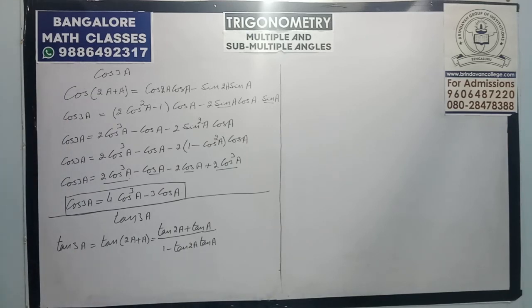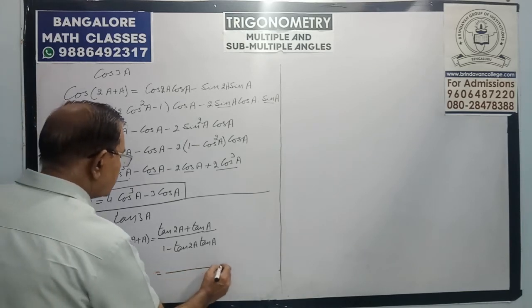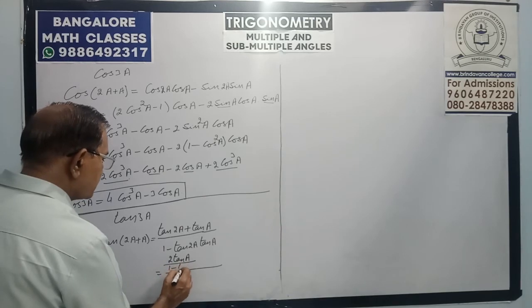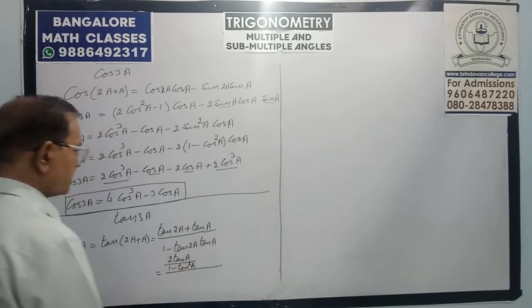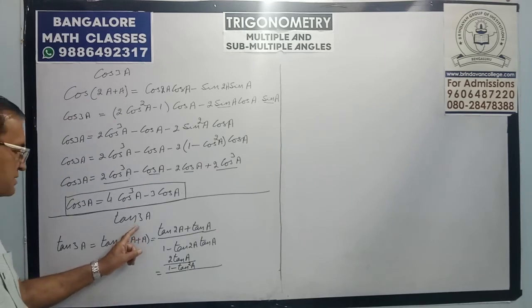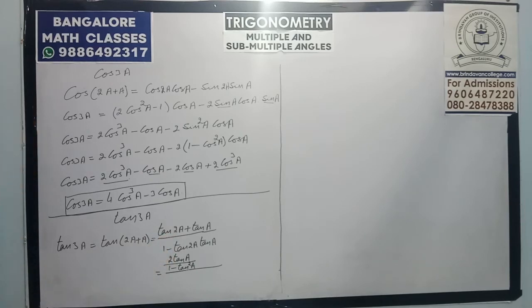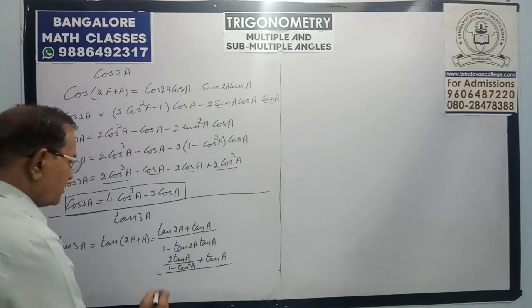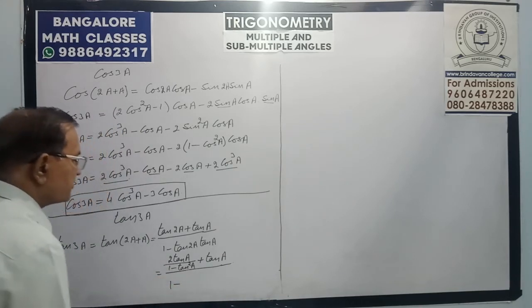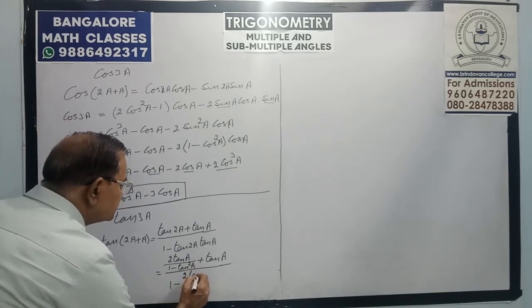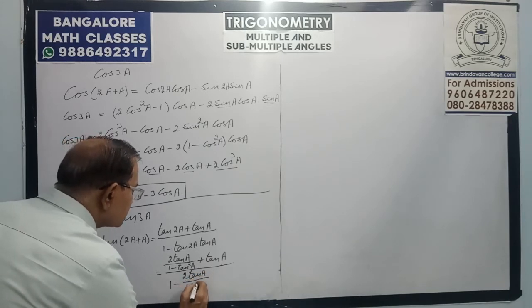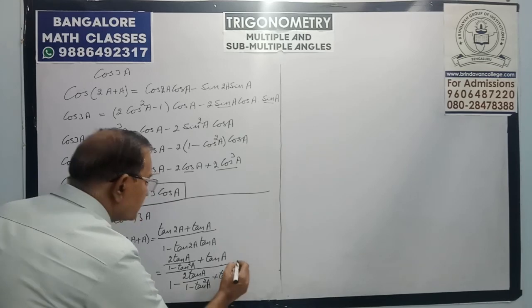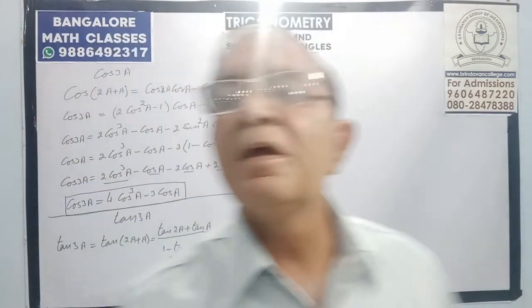After that, put the value of tan 2a. Tan 2a is 2 tan a over 1 minus tan square a. Because we want the answer in terms of a only, that is why we put the value of tan 2a: 2 tan a over 1 minus tan square a, plus tan a.